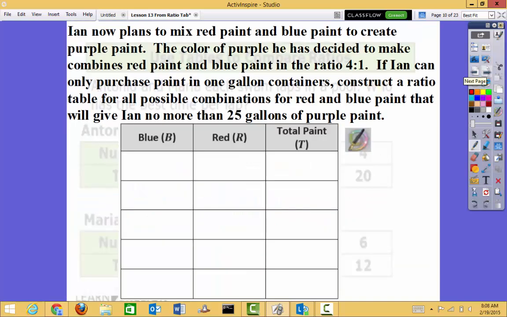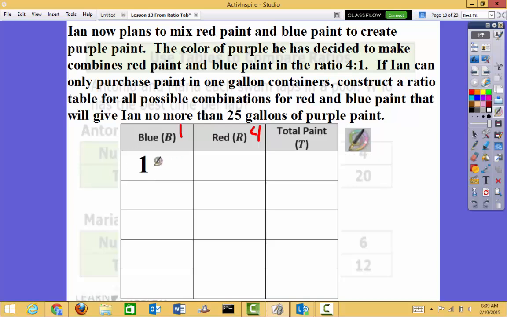Alright, so now we're on to another problem. Ian now plans to mix red paint and blue paint to create purple paint. The color of purple he has decided to make combines red paint and blue paint in a ratio of 4:1. So, what is that telling me? My red paint is 4 and my blue paint is 1. If Ian can only purchase paint in 1 gallon containers, construct a table for all the combinations of red and blue paint that will give Ian no more than 25 gallons.